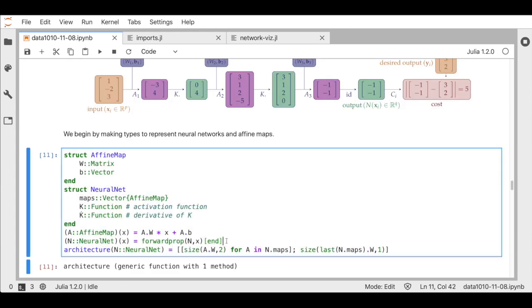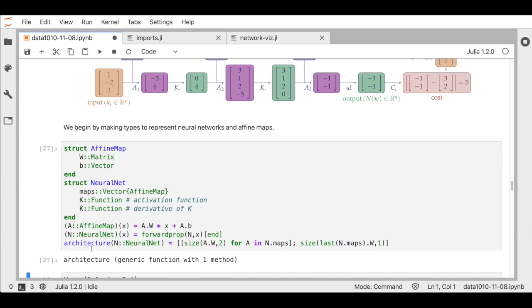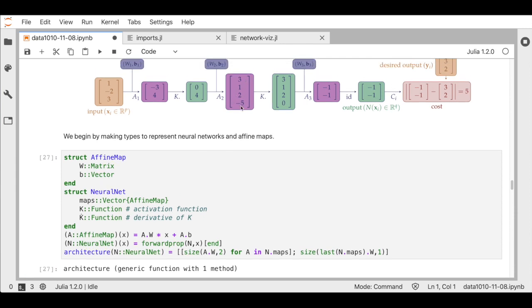And this works because when we define the function, we're not asking Julia to go look up forward prop and do something with it. We're just telling it, this is how this function should work. So as long as we define the forward prop function before we try to call it, everything's going to be fine. And finally, the architecture is just extracting the lengths of these vectors as you go along. So in this case, 3, 2, 4, 2.